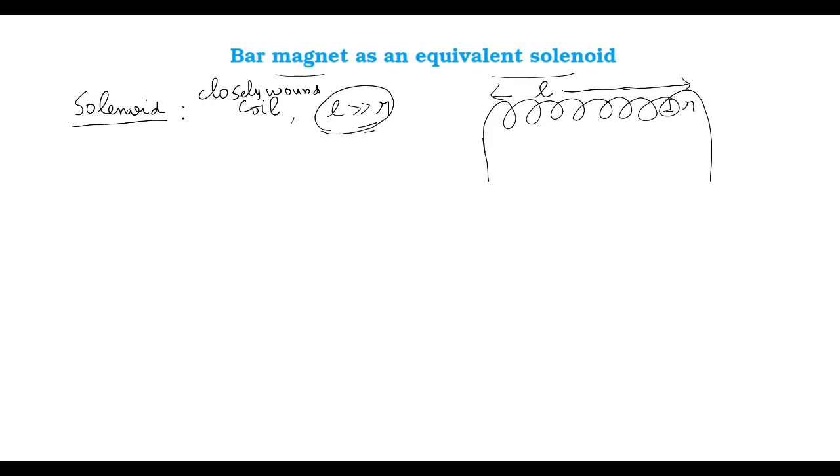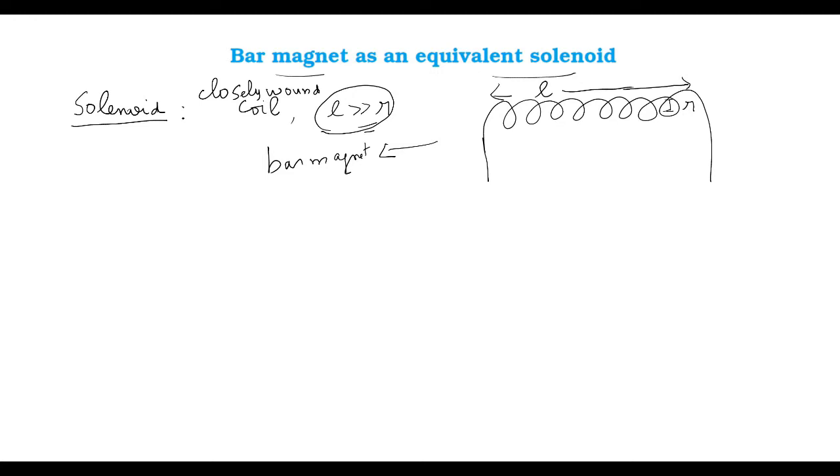It may be wound on a core such as iron, or it may be an air core solenoid. We are going to prove that it behaves similar to a bar magnet when it carries current.